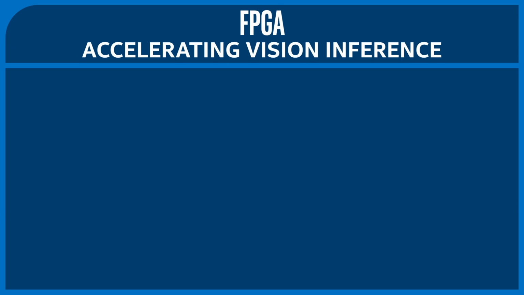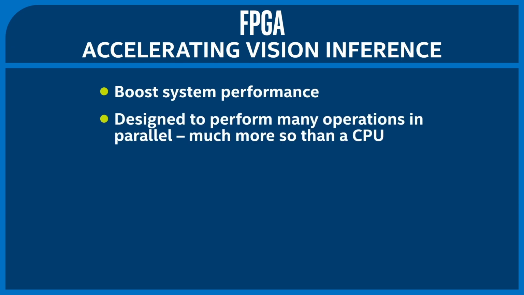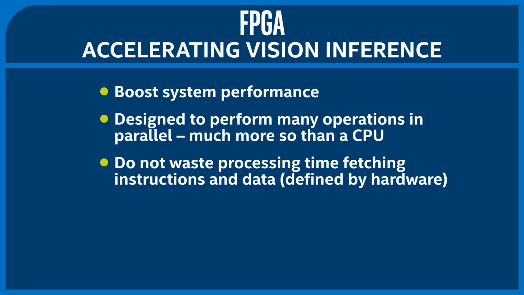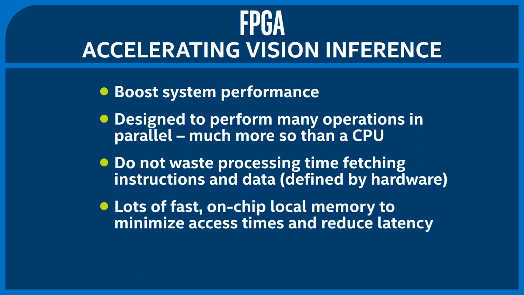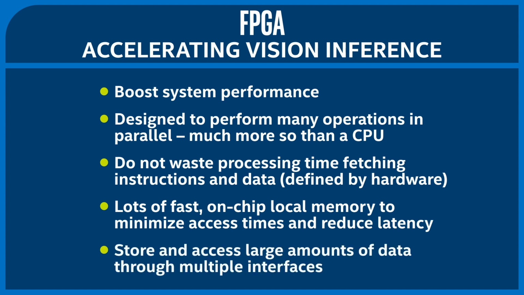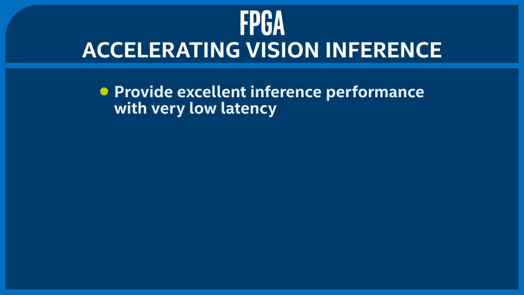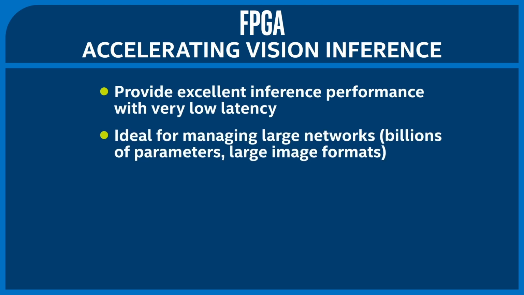First and foremost, FPGAs boost system performance. FPGAs can be designed to perform many operations in parallel, much more so than a CPU. In general, hardware is faster than software. FPGAs do not waste processing time fetching instructions and data as they are defined by the hardware itself. FPGAs have lots of fast, on-chip local memory to minimize access times and reduce latency. You can also store and access large amounts of data through multiple interfaces. Because of these characteristics, FPGAs provide excellent inference performance with very low latency and are ideal for managing large networks with billions of parameters and large image formats such as 4K.